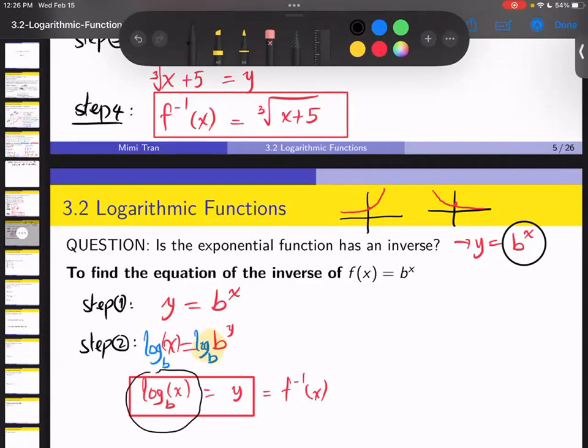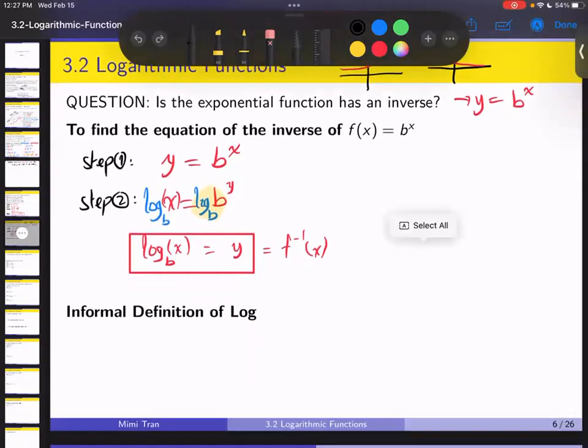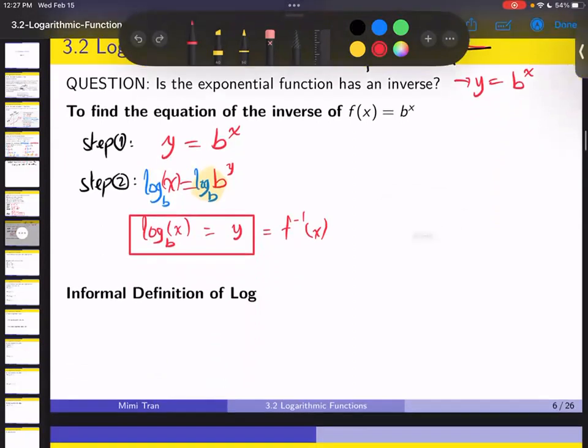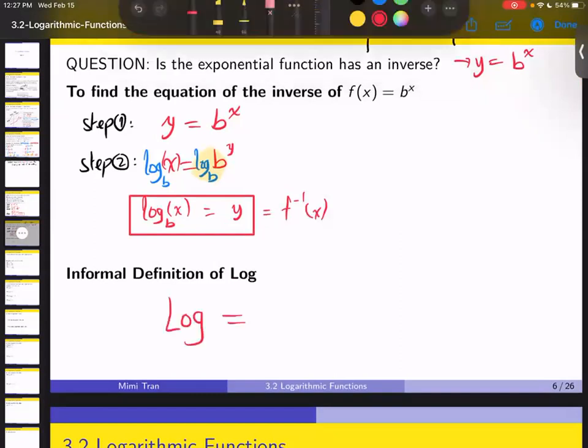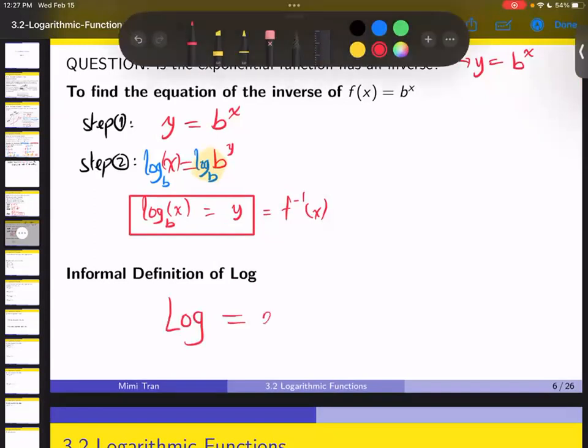In short, if I give you b to the x, the inverse of b to the x is log base b of x. Right? I never test you with definition and explanation. I give you a problem and you solve, right? So let me give you an informal definition of log. This is all you have to remember for this slide: log equals exponent. Does this make sense? I'll explain why it makes sense.